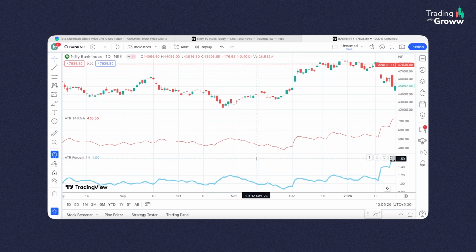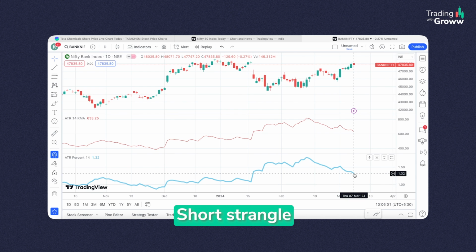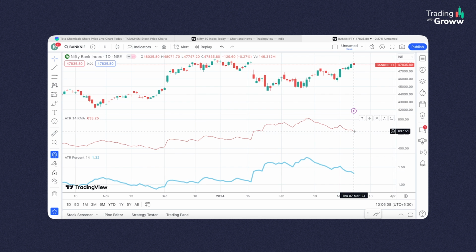So whenever you want to see the expected range of Bank Nifty or whatever index for the next couple of days, instead of checking the absolute terms, always check the percentage terms. Based on this, how you can trade is, say currently Bank Nifty's level is 47,835 and the percentage is 1.32%. This is the expected range on the upside or on the downside. So you can do a short strangle on a positional trade where 1.32% is the expected range, which is around 630 points.